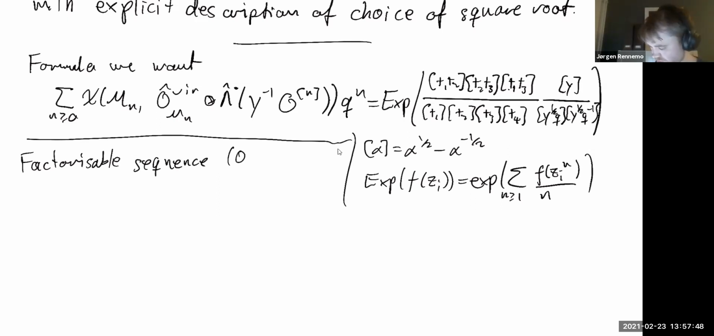So, taken from the proof of the computation of the DT3 invariants. Right. Okay.